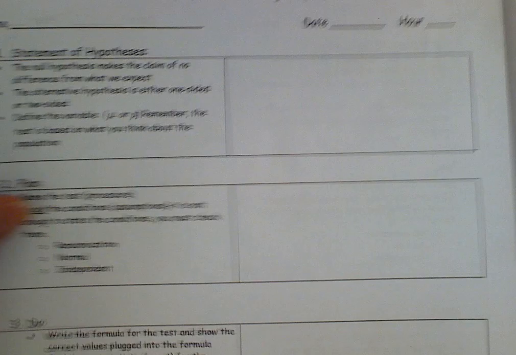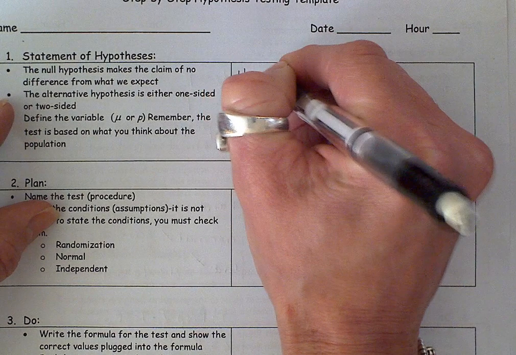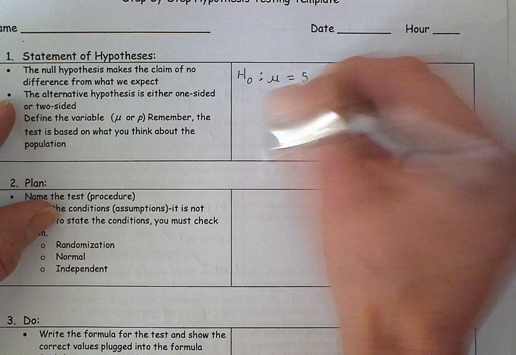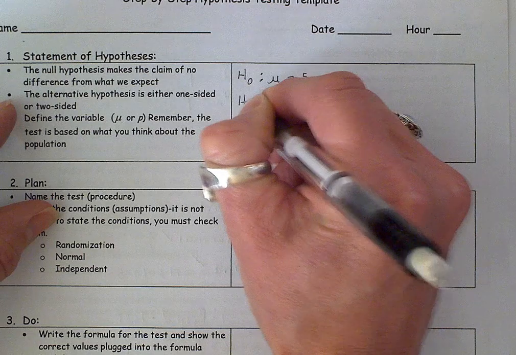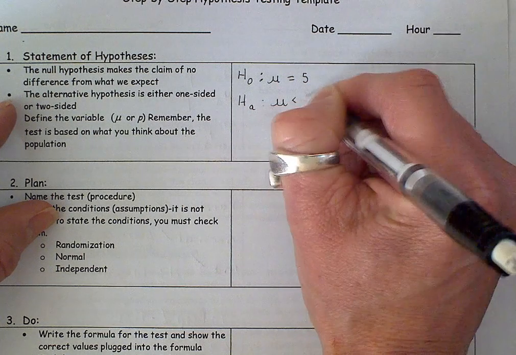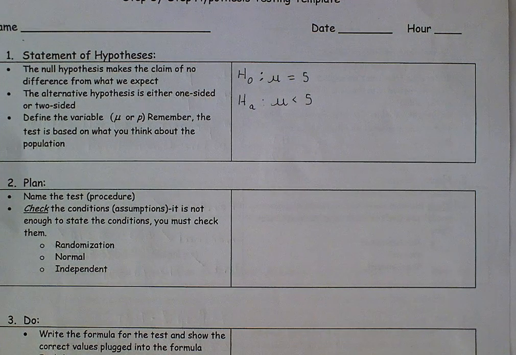So for the H0, mu is equal to 5 milligrams. And for the HA, mu is less than 5 milligrams per liter. Now in the H0, we actually could say in this case that mu is greater than or equal to 5 milligrams. But typically you'll find that they use an equal sign with the null.